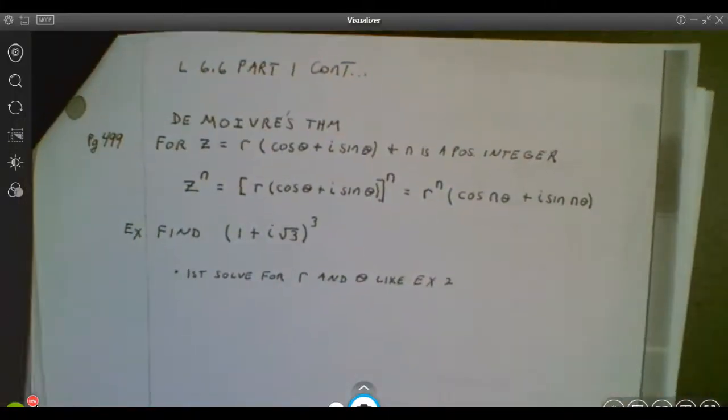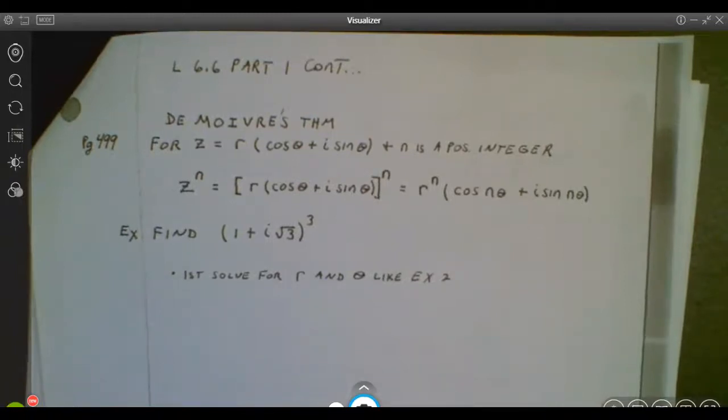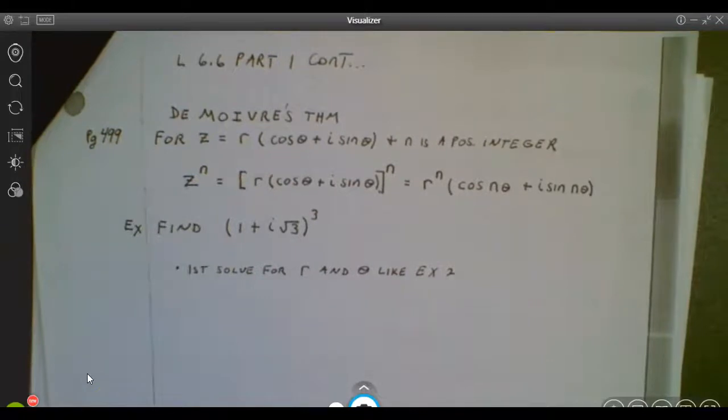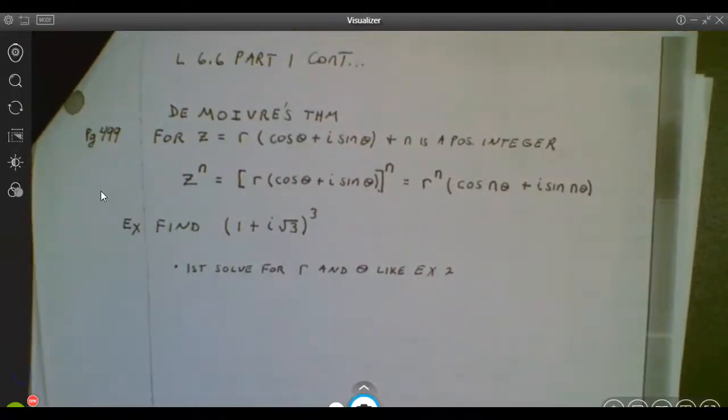So take a look at De Moivre's theorem. So De Moivre, one of our famous old dead mathematician people. And this theorem is going to help us with raising z to an exponent. So we already looked at how to multiply and divide them. This theorem is now going to help us with exponents.